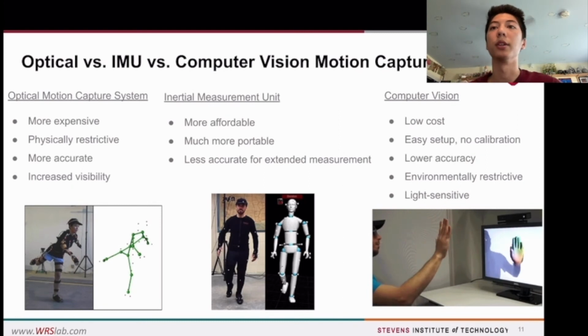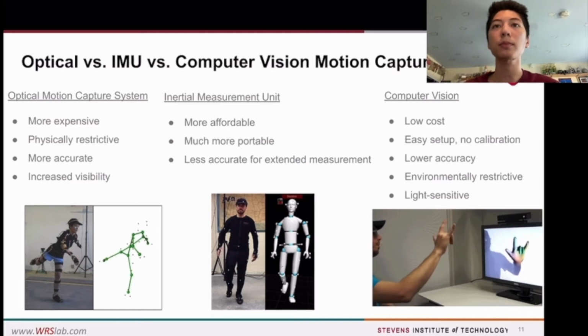And in summary, to compare and contrast the three big types of motion capture: optical motion capture, while it is more expensive and physically restrictive, gives data that is much more accurate with increased visibility. The idea is that you have to have an entire dedicated room just to motion capture, with all the cameras and the setup.